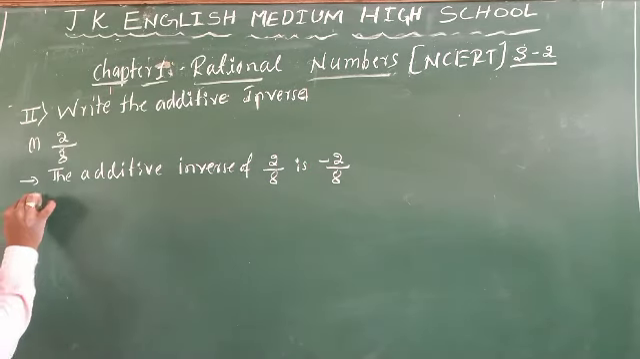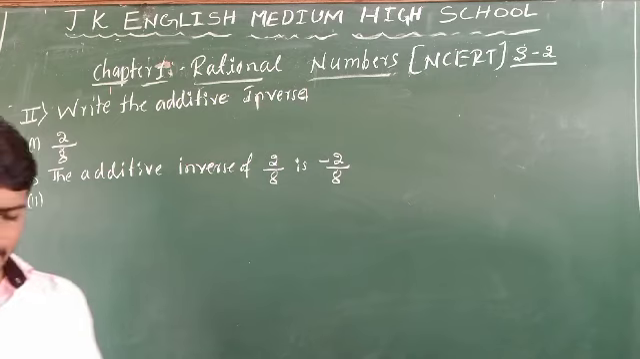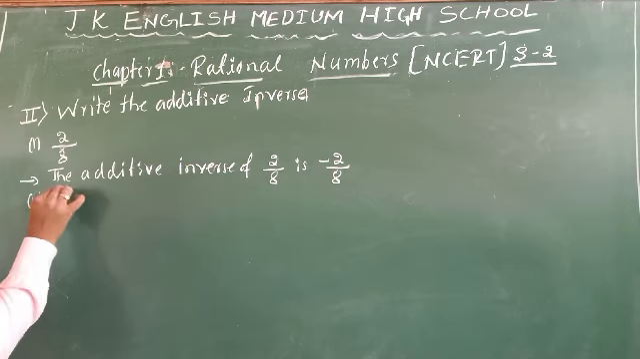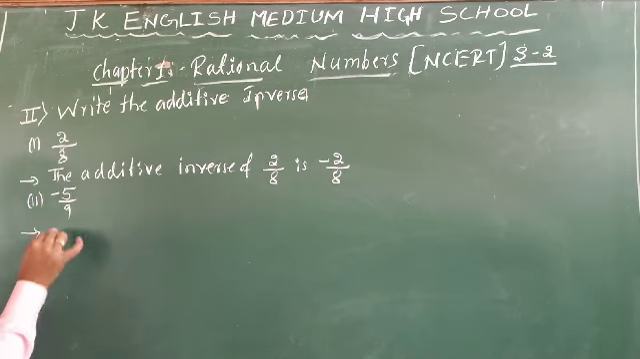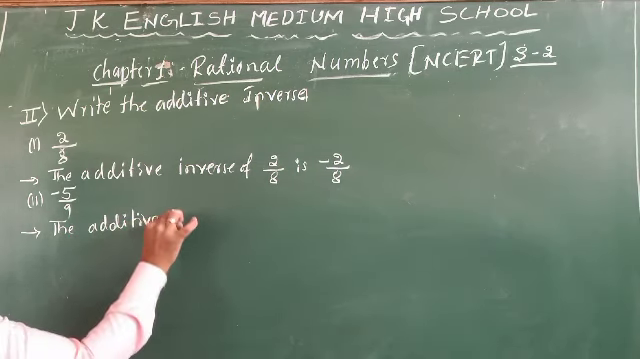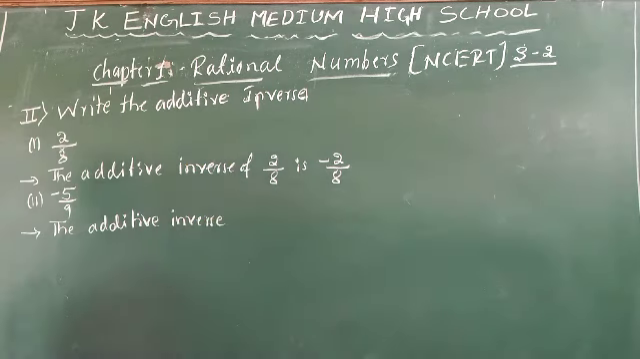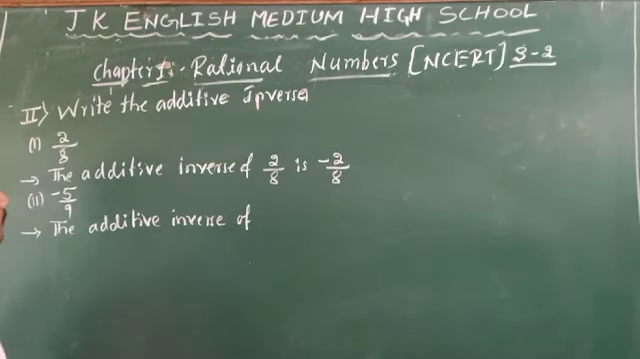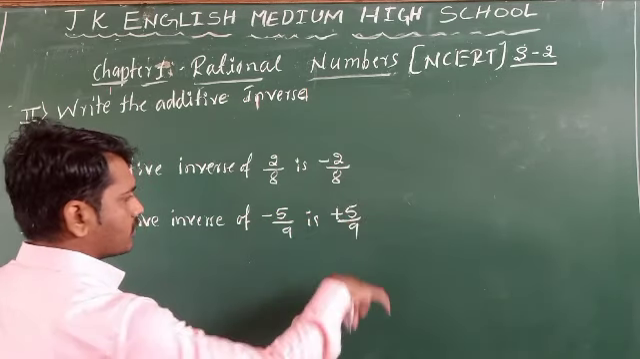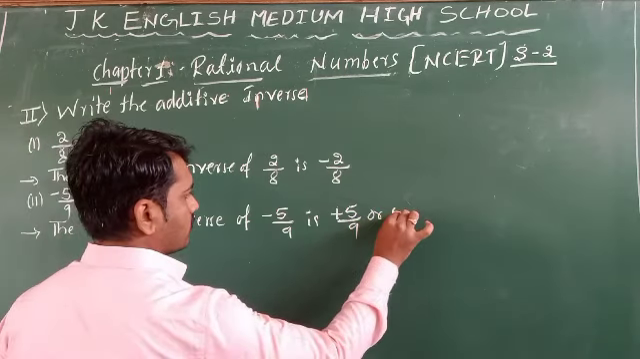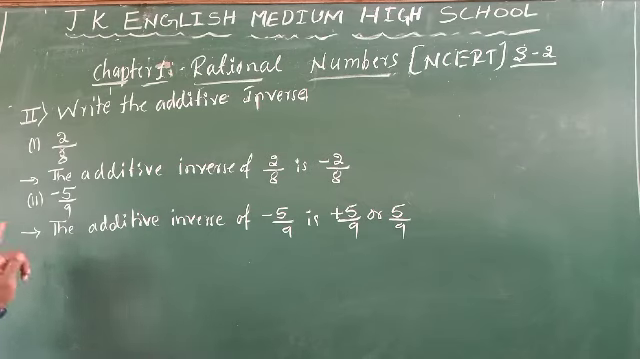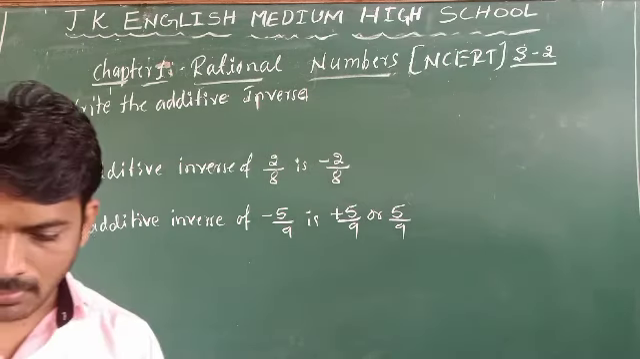Question number 2. Question number 2 is minus 5 by 9. Minus 5 by 9. How to answer? The additive inverse of minus 5 by 9 is plus 5 by 9, or just 5 by 9 also we can write. Understanding? Okay. So one more question is there.